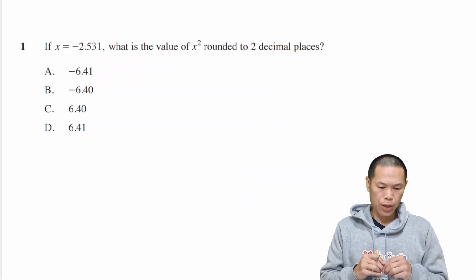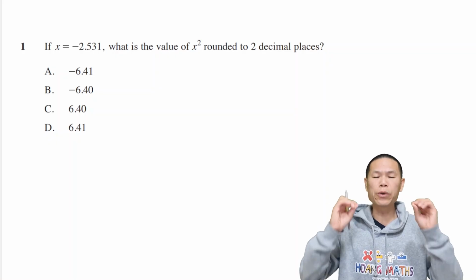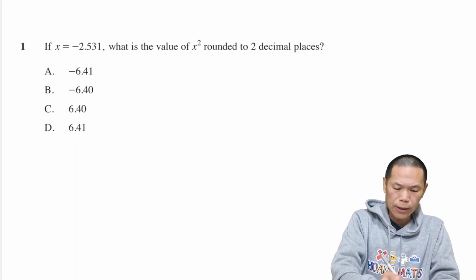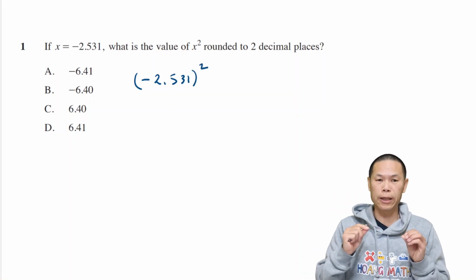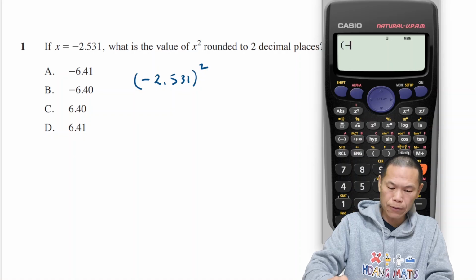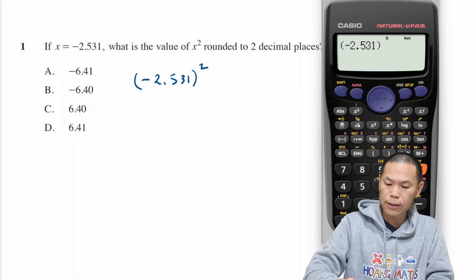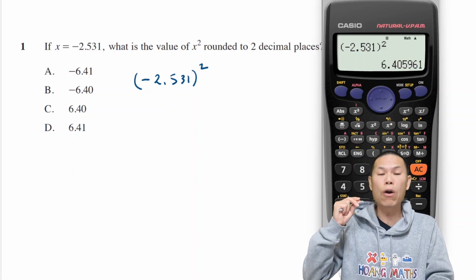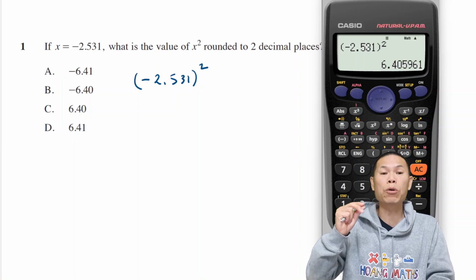First one. To work out x squared, we simply put this on a calculator. So that is negative 2.531 squared, and don't forget to bracket it. Go bracket negative 2.531 close brackets square. So there you go, 6.405, correct to 2 decimal places.